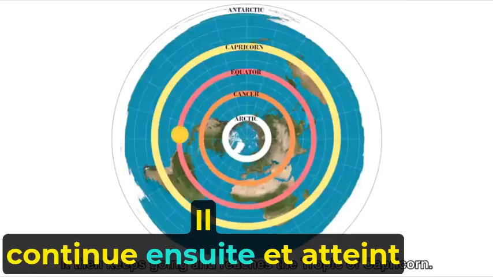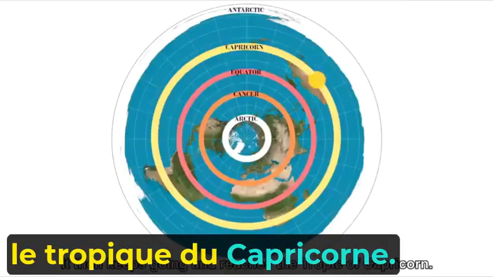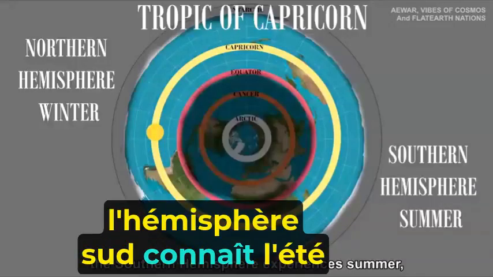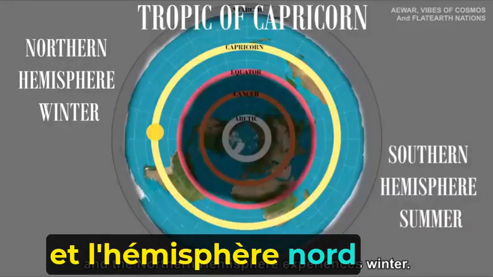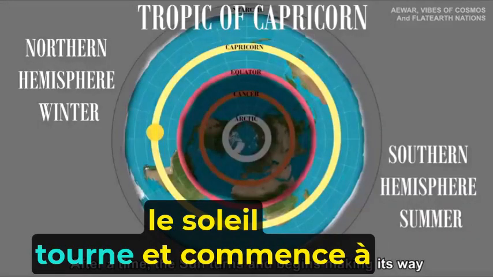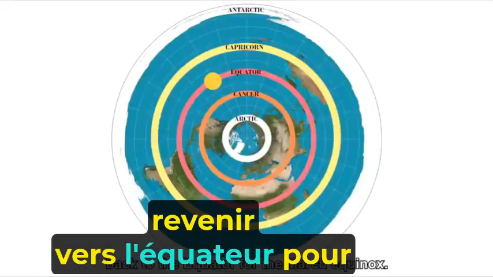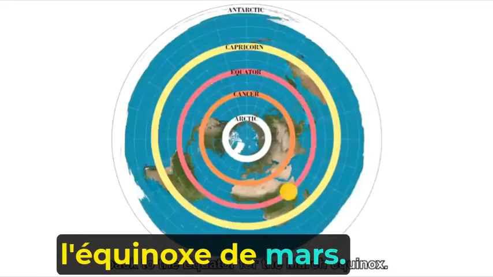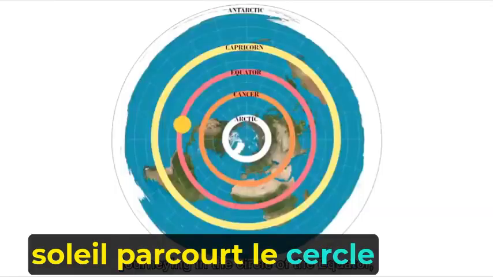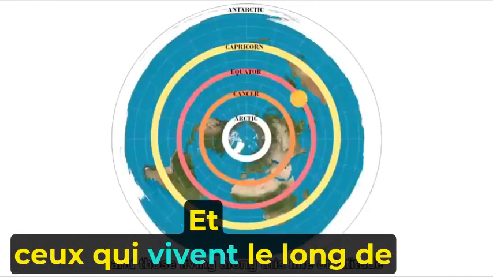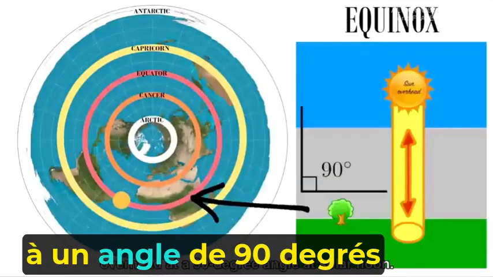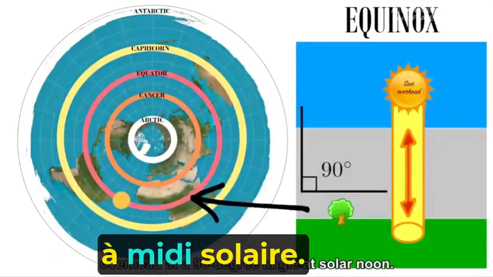It then keeps going and reaches the Tropic of Capricorn. When the sun is in this position, the southern hemisphere experiences summer and the northern hemisphere experiences winter. After a time, the sun turns and begins making its way back to the equator for the March equinox. The equinox occurs when the sun is journeying the circle of the equator, and those living along this line of latitude will see the sun directly overhead at a 90-degree angle at solar noon.